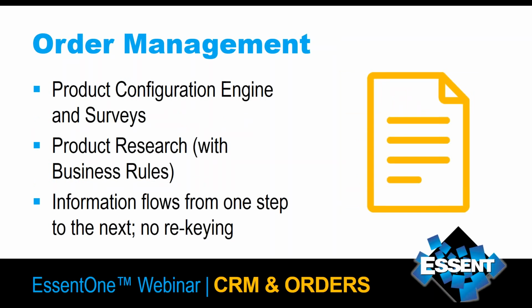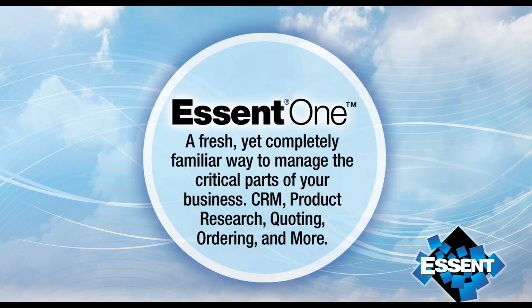And then we looked at the total order management of the product configuration, of how that made sure we were capturing the correct information and that the pricing was correct, enforced all the business rules, and showed how it flowed from one step to the next, from quote to sales order to purchase order without rekeying any information. So that gave you your summary of EssentOne today.